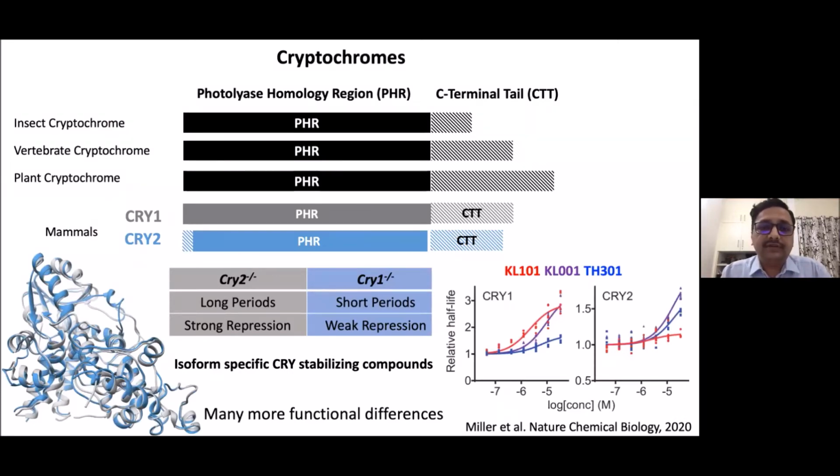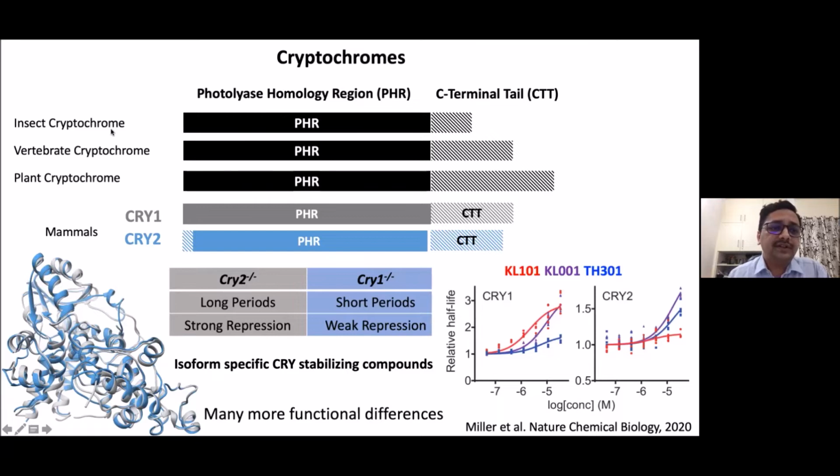So we have been interested in this protein called cryptochromes. As I mentioned, these are transcriptional repressors. They go and bind to the transcription factors CLOCK and BMAL1, and then they repress their own as well as other transcription. So these are very interesting proteins. They have evolved from photolyases, which are enzymes which take part in repair of DNA damage after UV exposure.